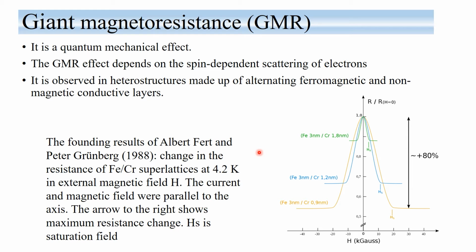Here, the result of Peter Grunberg and his group was the change in the resistance of iron chromium superlattices at 4.2 Kelvin in an external magnetic field. The current and the magnetic field were parallel to the axis. The arrow to the right shows the maximum resistance change, and Hs is the saturation field. In this graph, we can see the results.